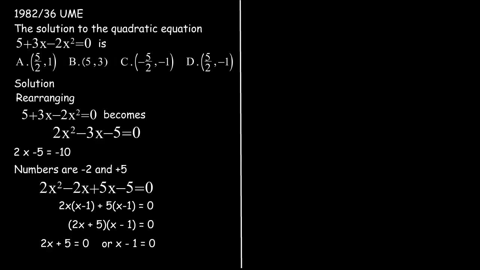equal to 0. When 2s plus 5 equals 0, 2s will be equal to minus 5, and dividing both sides by 2, s will be equal to minus 5 over 2. And when s minus 1 is equal to 0, s will be equal to 1. So our final answer is s equals minus 5 over 2 or 1.